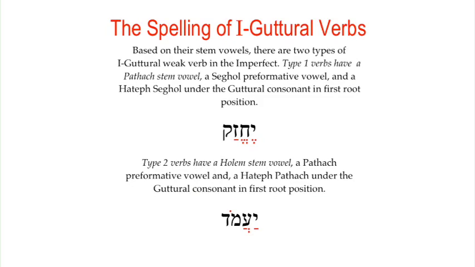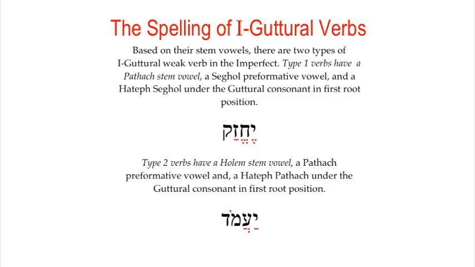Let's now move to the spelling of one guttural verbs. This particular category is a little more tricky because there are two options. We're going to talk about type 1 and type 2 one guttural verbs. Look at your screen with me. Based on their stem vowels, there are two types of one guttural weak verbs in the imperfect.